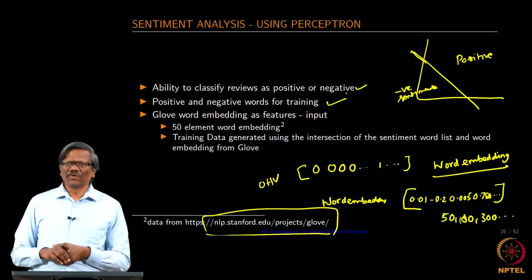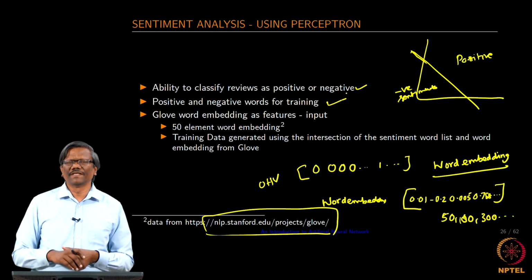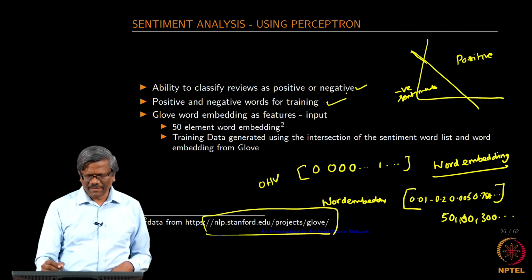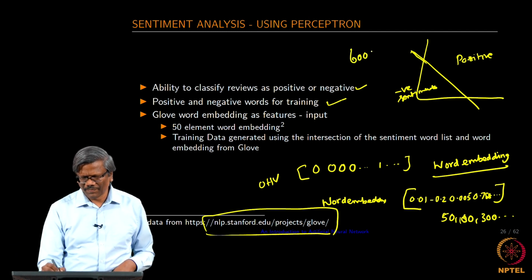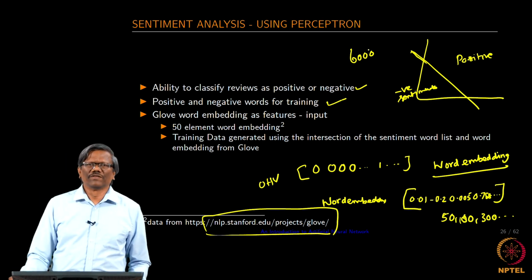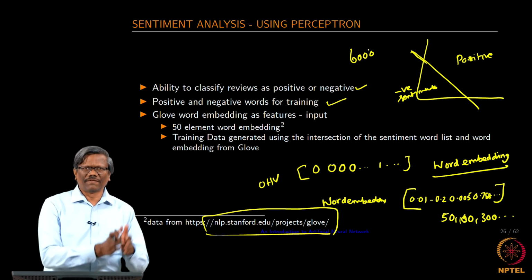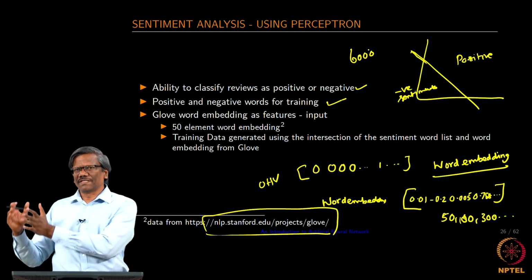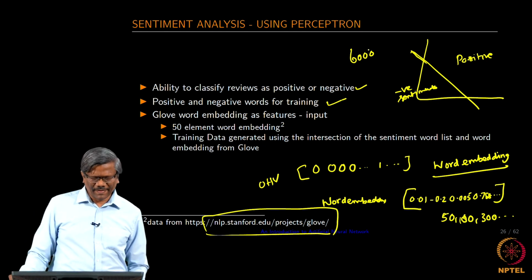So, for the sake of convenience, I have downloaded positive and negative words. They are about 6,000 in number. Again, these are available as open source, and you can capture them. What they have done is classify a set of words as positive words and a set of words as negative words, and you can take that.